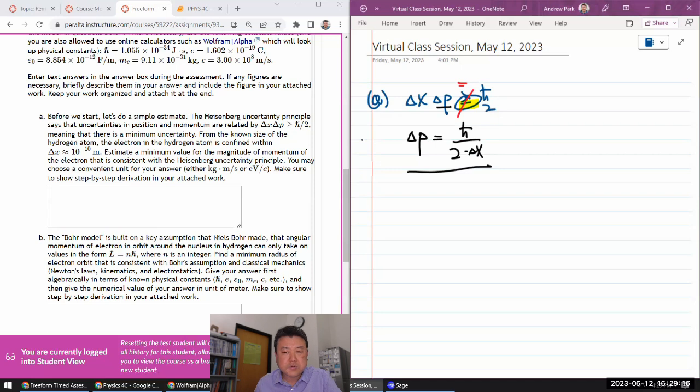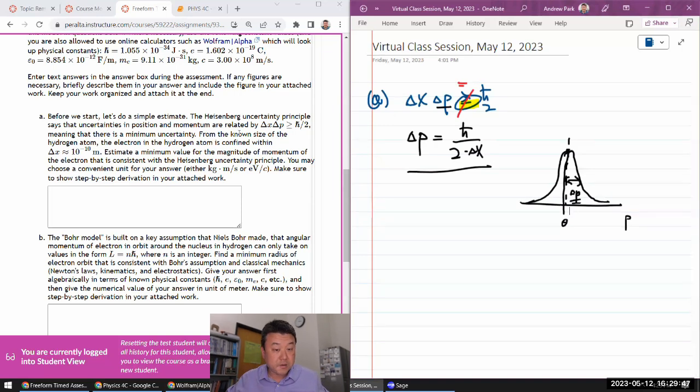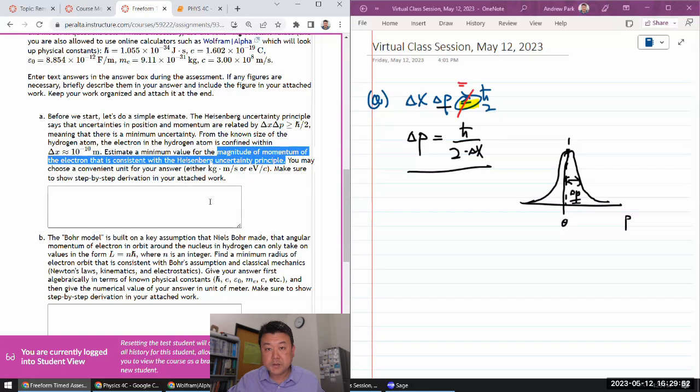So this is sort of how I imagine it. If I have a distribution of momentum with this amount of uncertainty in it, then imagine I'm trying to get my magnitude of momentum as small as possible. So I pick the average to be 0. But it'll still have some spread like this. And this spread should be associated in some way with the delta p. So that's going to be related to the magnitude of momentum. That's consistent with the uncertainty principle.